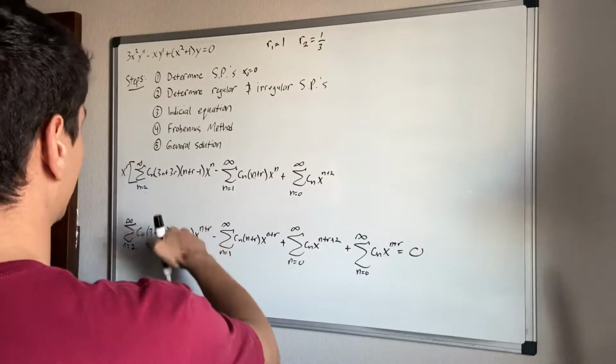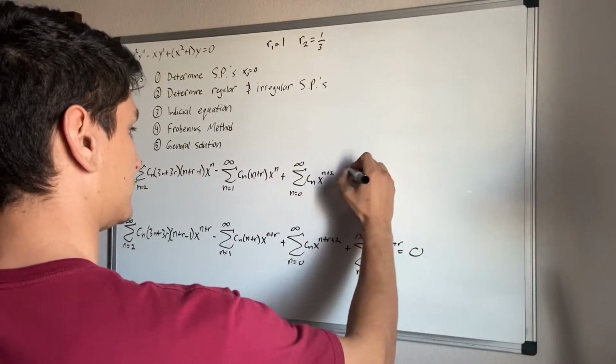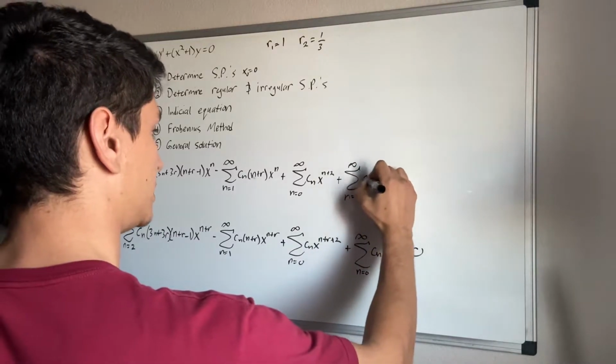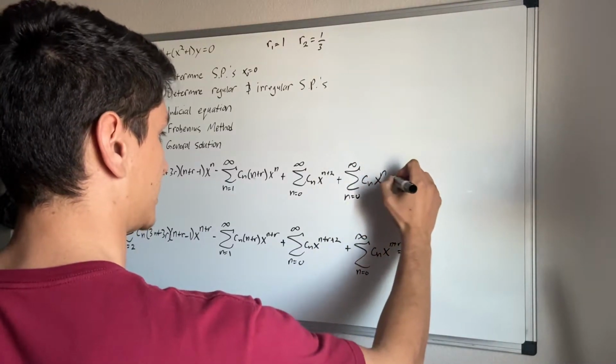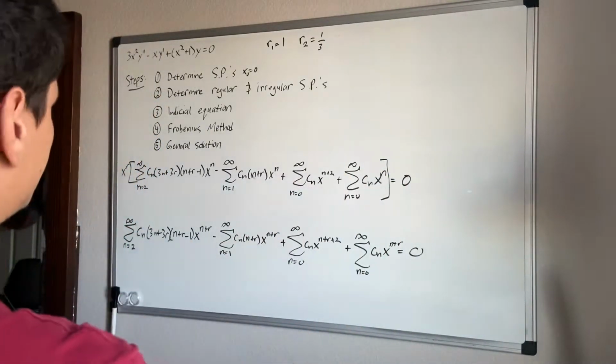So we've done this, we've done this, we've done this. So now we're on this one, plus infinite sum, n goes from 0 to infinity, c sub n, x to the n, and this is close bracket equals 0.